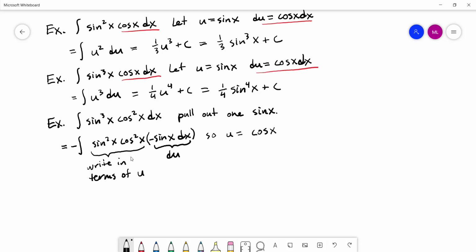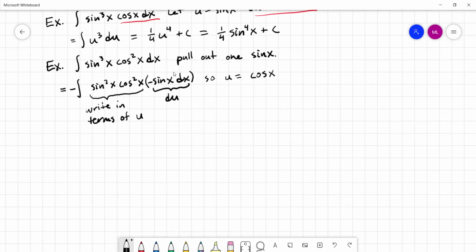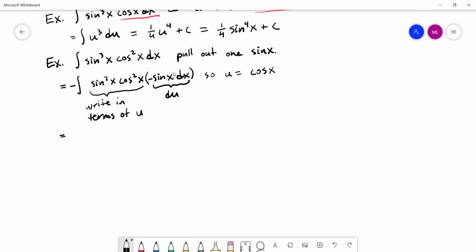So I've broken it down. I've got a du. And now I need to force everything over here to be written in terms of u, which means I need to make everything be written in terms of cosine. Part of it already is written in terms of cosine. Part of it is not. So I need to reconvert this to be written in terms of cosine. So how do I do that? I need to use the identities that we talked about earlier, either the power reduction or, in this case, because it's a nice, easy square power here, I can use the Pythagorean identity that says that sine squared of x is the same as 1 minus cosine squared of x.